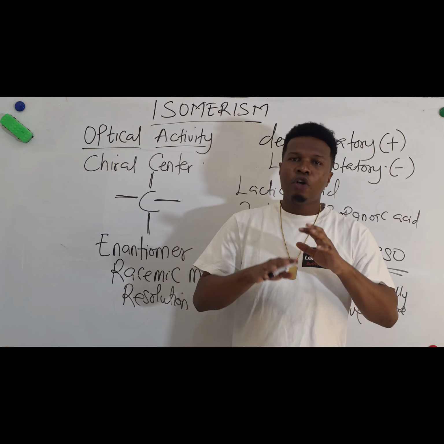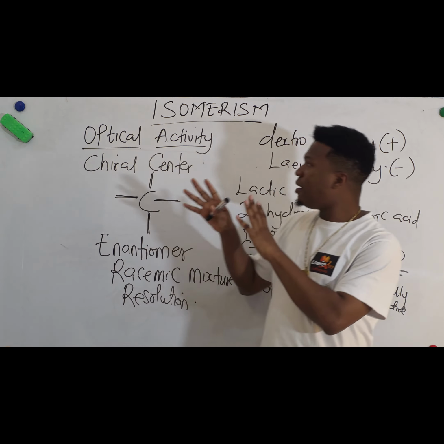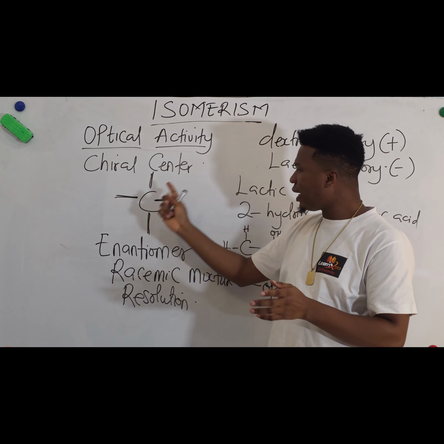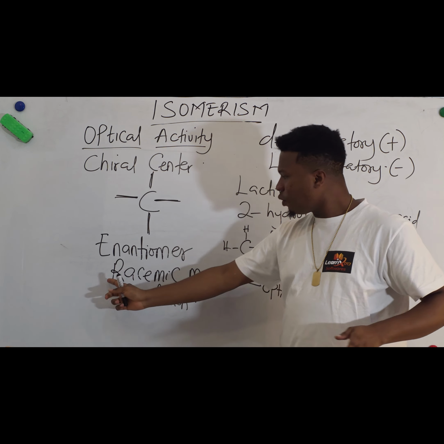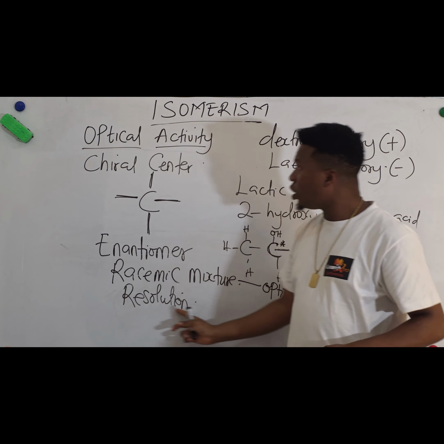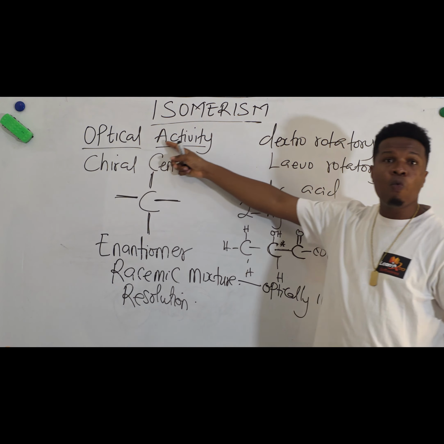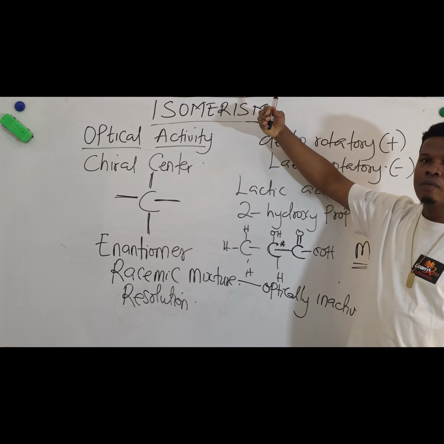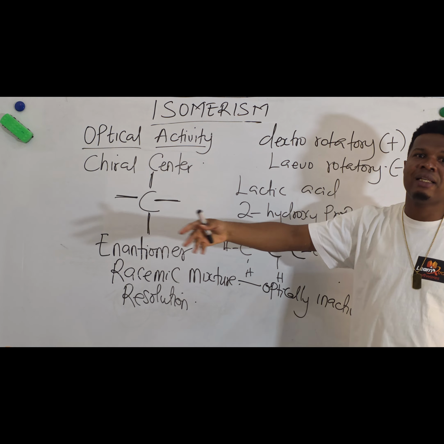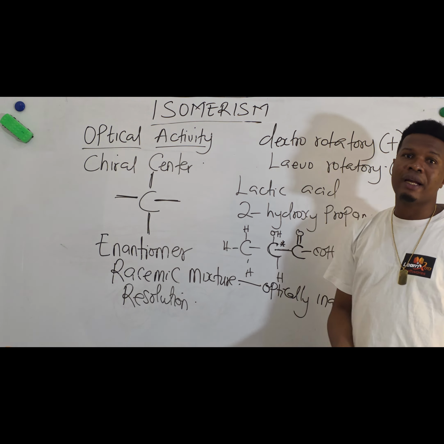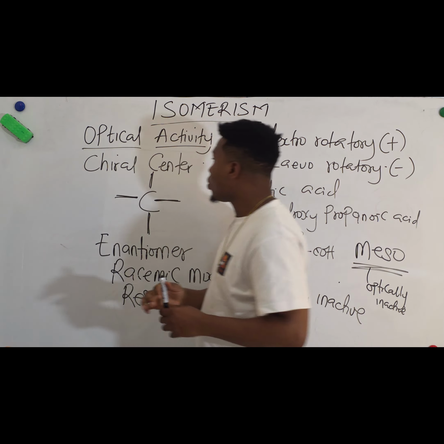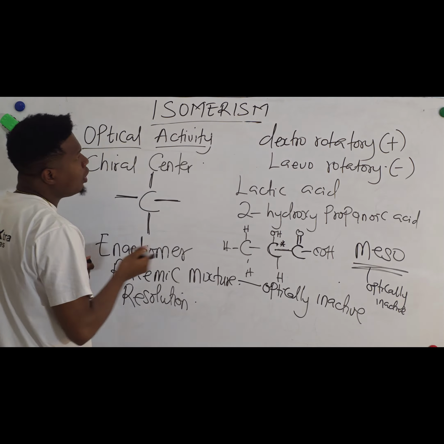I believe that your outline does not require more than this explanation I've given to you. So just know what is chiral center or chiral carbon, know what is enantiomer, know what is racemic mixture, know what is resolution, know what is optical activity and what causes optical activity, and know also what is a plane polarized light, a light that travels in what? In one direction. So the instrument we use to measure this optical activity is what we call the polarimeter. We call it the polarimeter.